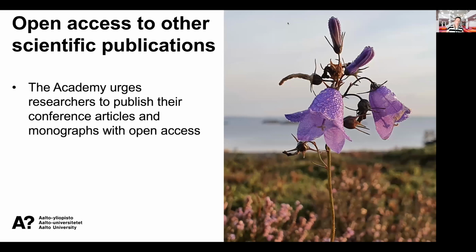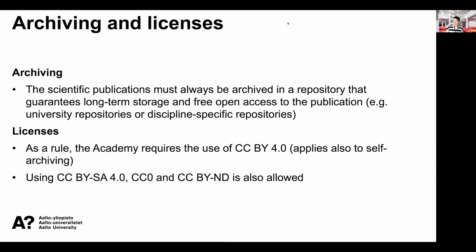When it comes to other scientific publications, the Academy urges researchers to publish their conference articles and monographs with open access, but this is not a requirement. It's good to bear in mind that publishing open access alone is not enough, but the scientific publications should always be archived in a repository that guarantees long-term storage and free open access. For example, a university repository or a discipline-specific repository. As a rule, the Academy requires the use of the CC BY license, and this applies also to self-archiving. But also some other licenses, such as CC BY Share Alike, are allowed.